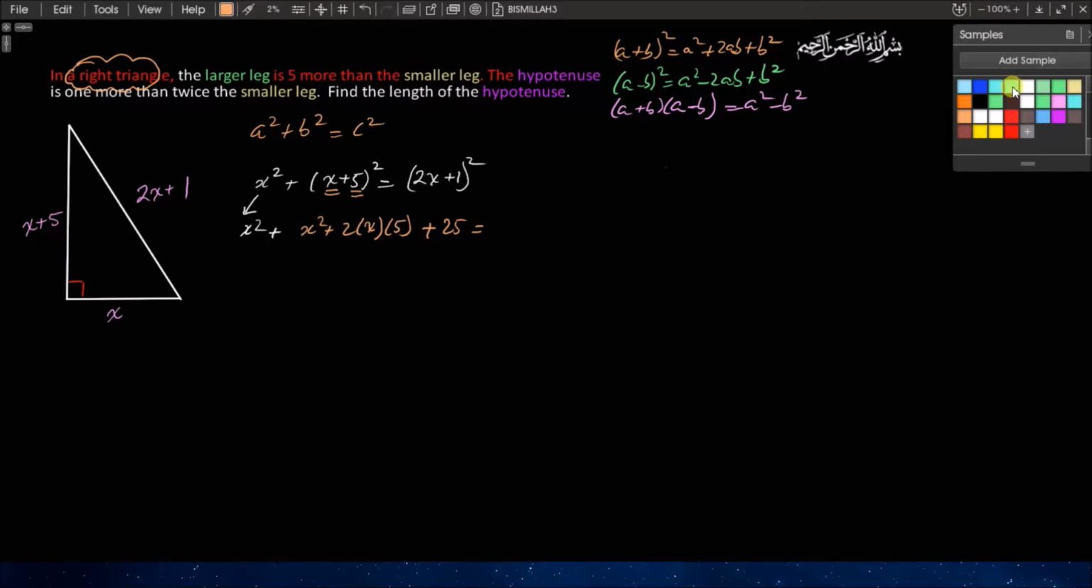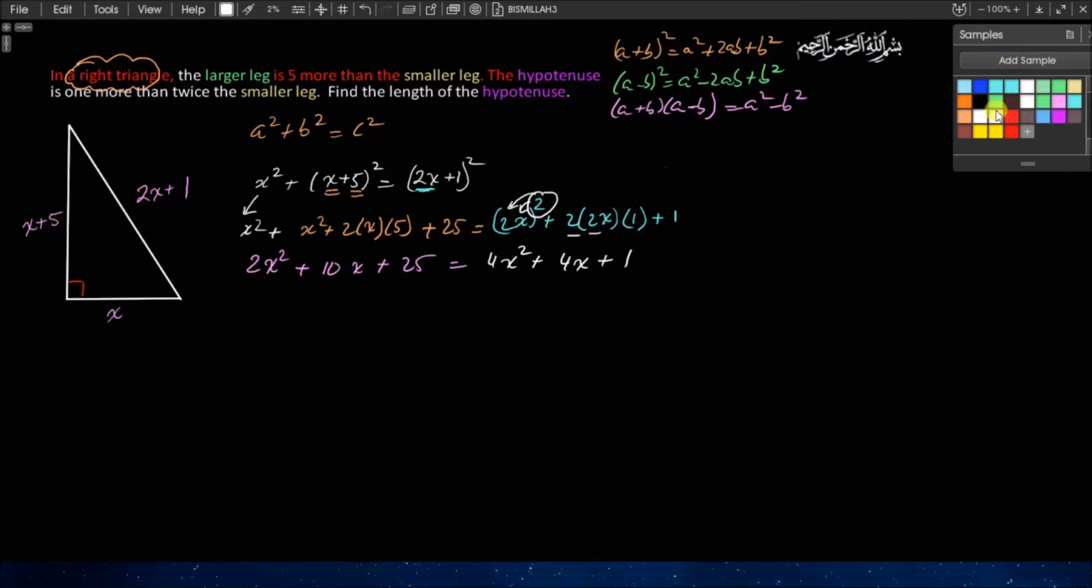And I could do the same thing on the other side. In this case, a is 2x, a squared, that's 2x squared, plus 2 times a times b, b is 1, plus b squared, 1 squared is just 1. Okay, then I'm going to simplify, because that's what I like to do. I love simplifying. 5 times 2 is 10x plus 25. And then you have to be careful here because this exponent applies to both of those two things. So that's 4x squared plus 2 times 2 is 4x plus 1.